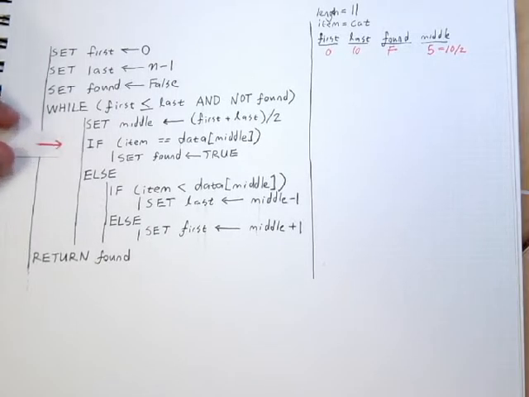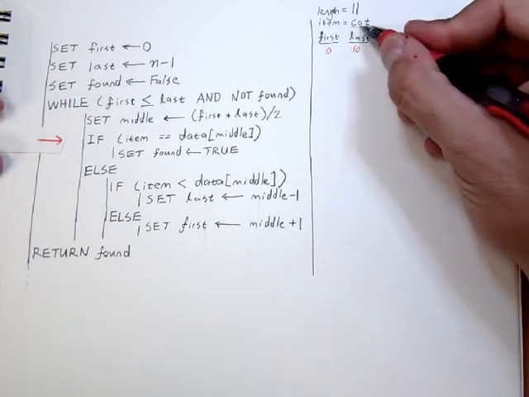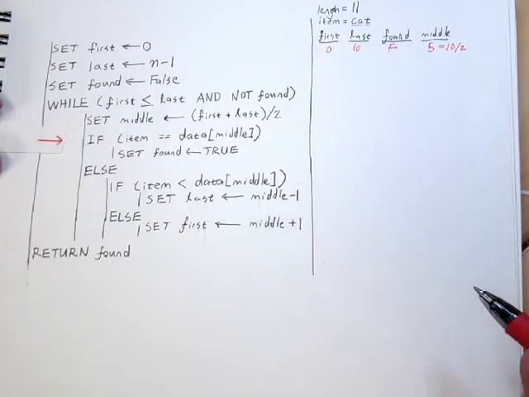So I should have said this before, but we are following along with page 220 of your book, and the thing that we're searching for is cat. So the item we're looking for is the word cat. C comes before D. If the item equals the data in the middle, so cat does not equal dog, then we would return true. We don't do that. We're going to skip to the else block.